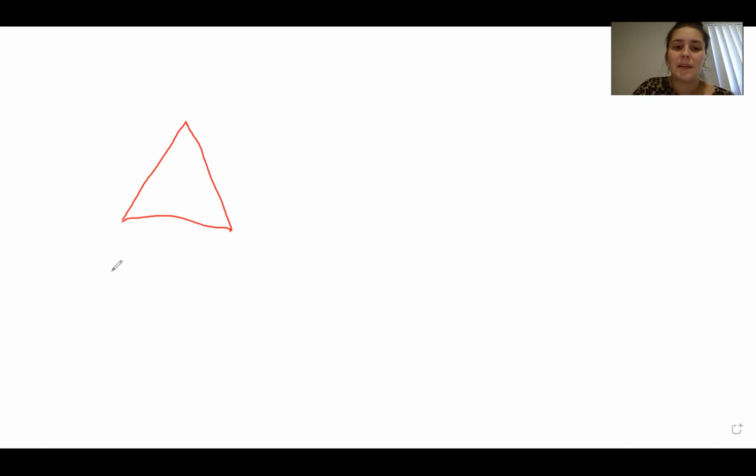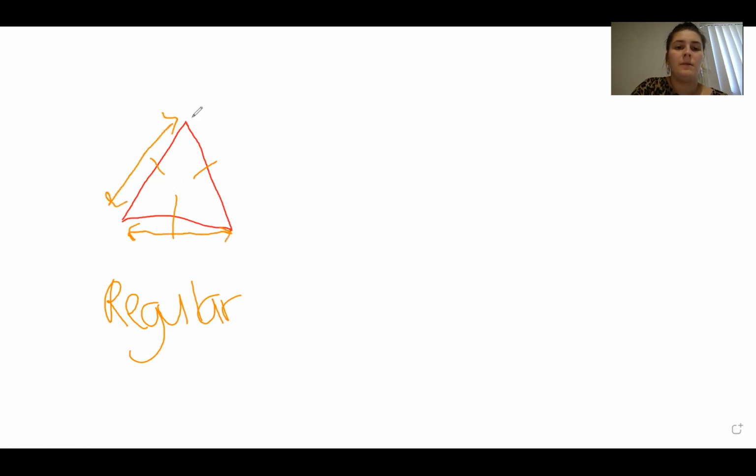Okay, this shape is regular. And I'm going to explain why we know this. We can see that all of our sides here are the same length. This side is going to be the same as this side. We can tell that the angles are all roughly the same size. So that makes this shape regular.